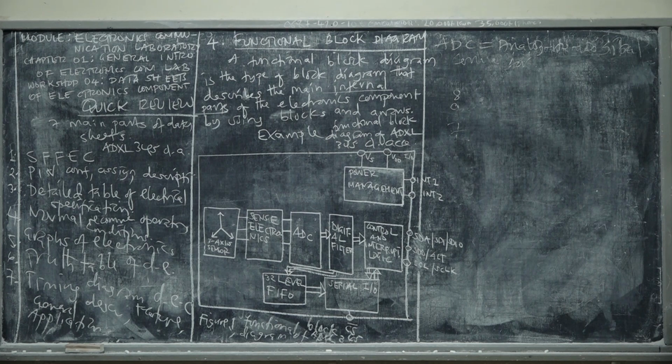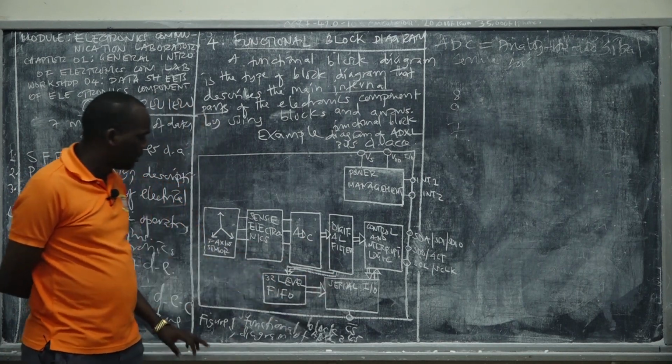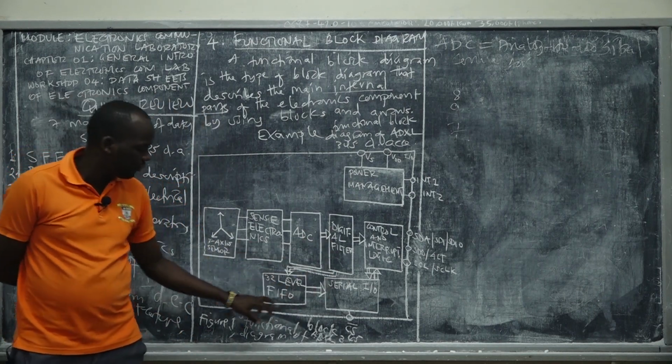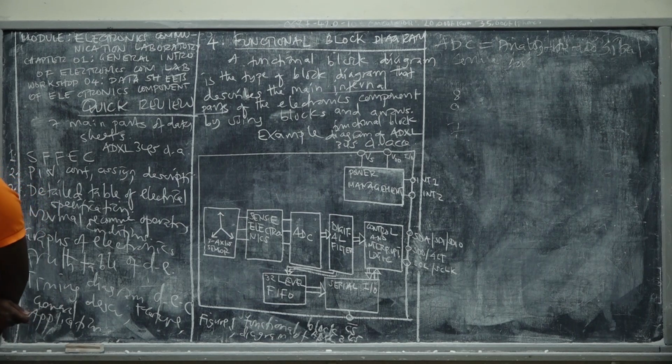So that is a logical circuit. But within this digital filter, we also have a 32-level FIFO. FIFO means first in, first out. In most cases, we talk about simple memory elements.